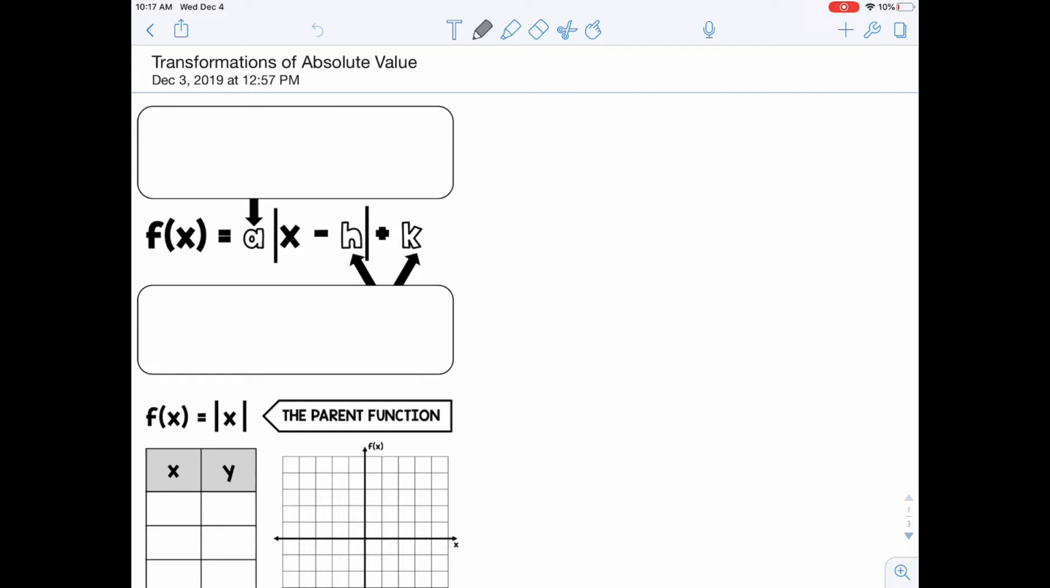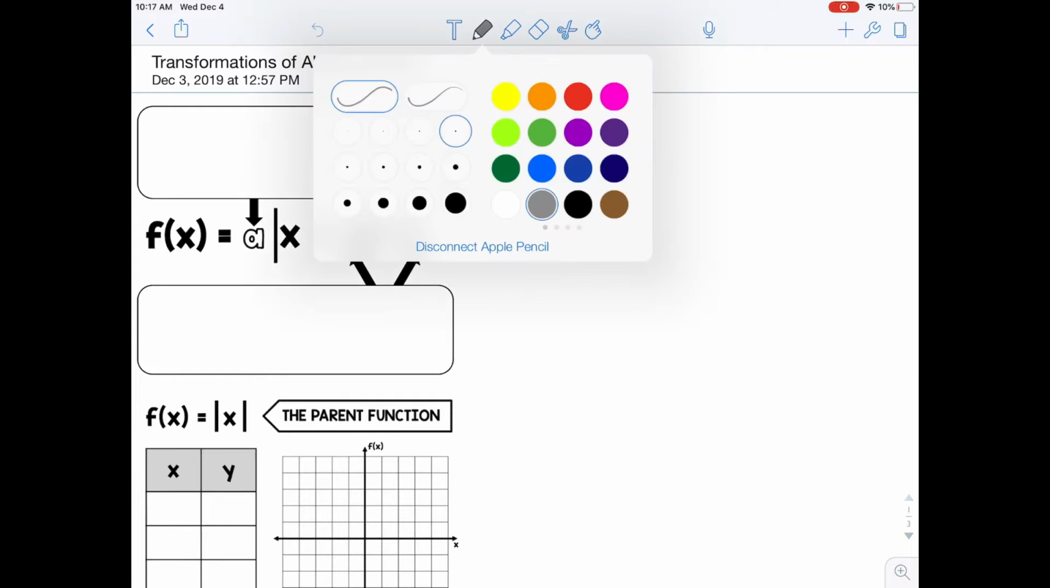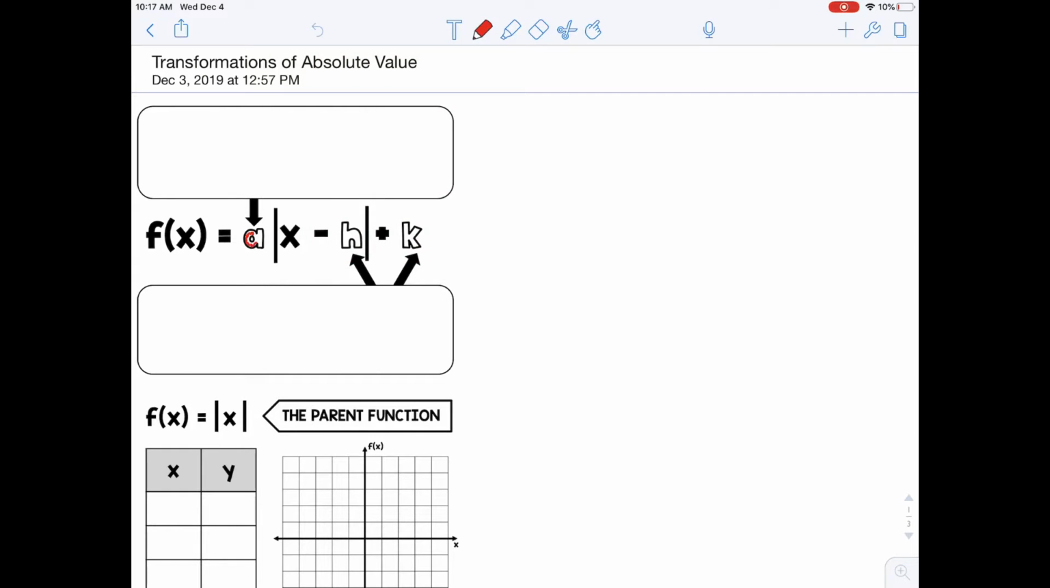So the first thing it does is, and I'm going to color code these so we know the a value, that is going to stretch or compress. So remember, if the absolute value of the a value is bigger than 1, then it is going to be a stretch. If the absolute value is between 0 and 1, then it is going to be a compress.